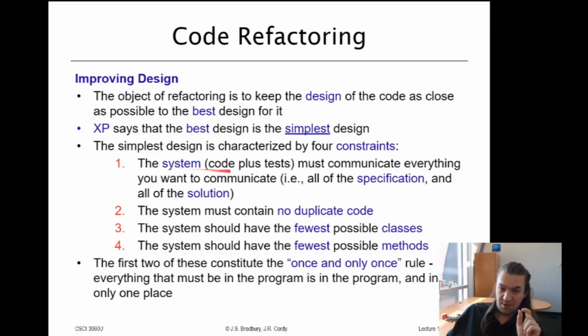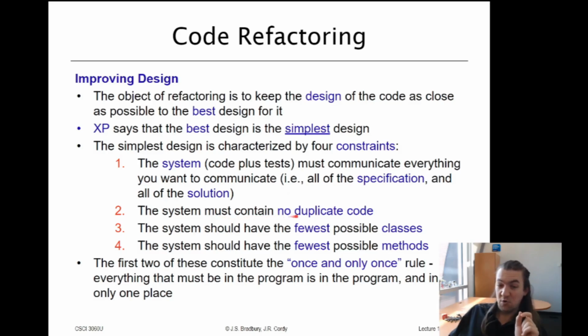First off, the whole system, which is code and the tests, should communicate everything you want to communicate. Anything that's in the specification, anything that's in the solution, should be present in the code. If something is missing, that's a problem. Obviously the shortest program I could write is no code, but now nothing happens. That's not ideal.